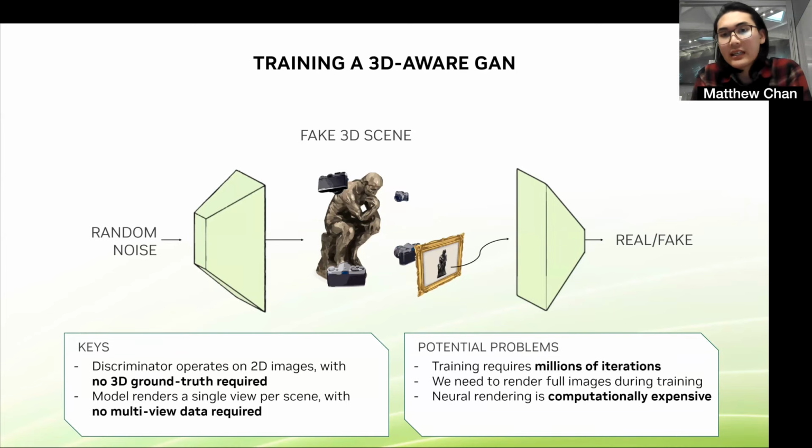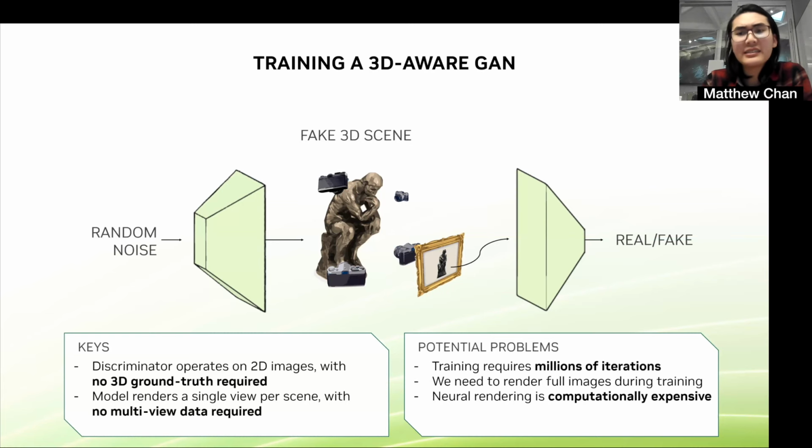So now we have an architecture such that the discriminator operates entirely on 2D views with no 3D ground truth data required, and also such that the generator creates a single 2D view per scene, which eliminates the multi-view data requirements that many others would suppose when you're trying to create a 3D object generator.